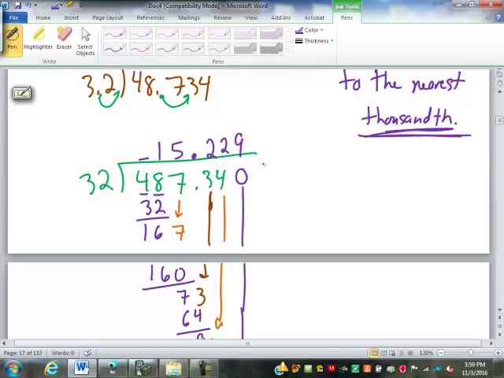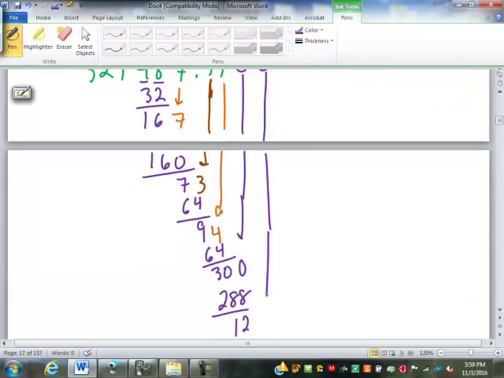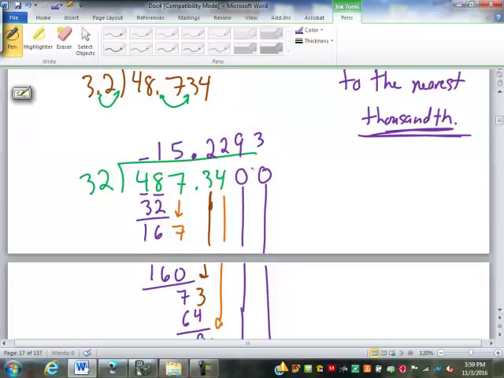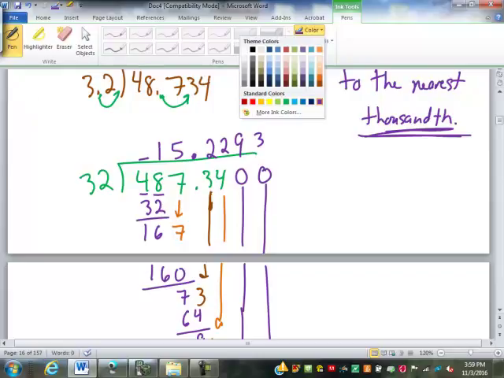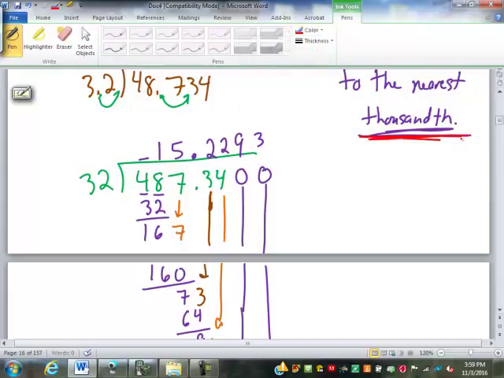No. I have to go one more place. I have to put in one more 0 and bring it down. 32 goes into 120 3 times. That'd be 96. The reason I had to go one more spot was because I want this to the nearest thousandth. And this is my thousandths place. But I need that next digit to tell me, do I stay 9 or do I have to round up? Since this is a 3, it's going to stay. 15.229 is my answer.